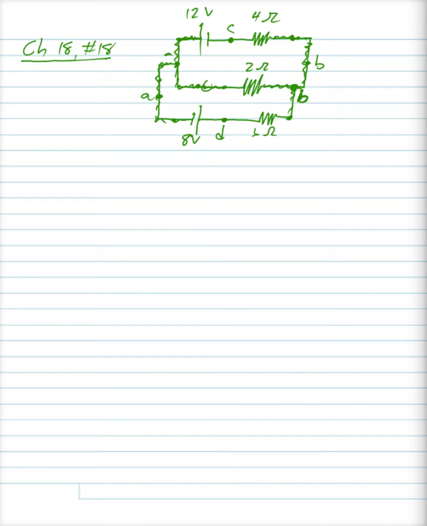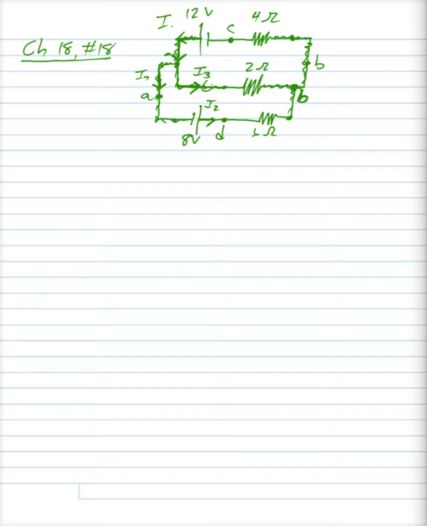Now, I also need to add currents. I'm going to have a current up here on top that I call I1, a current here on the bottom that I'm going to call I2, and a current here in the middle branch that I'm going to call I3. It doesn't matter in which direction these currents flow. I could have drawn I2 in either direction. If I'm wrong about my guess, I would just get a negative answer for I1, I2, or I3.